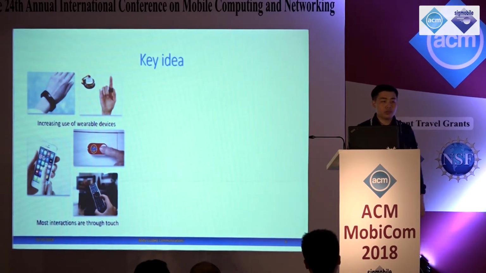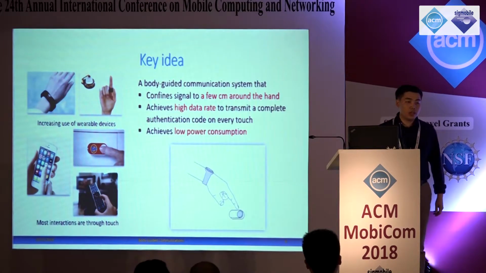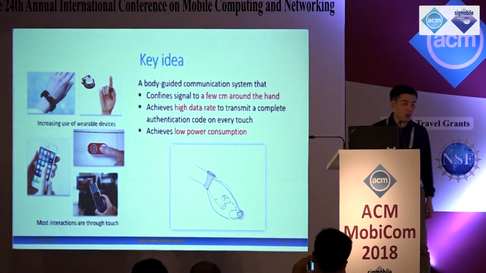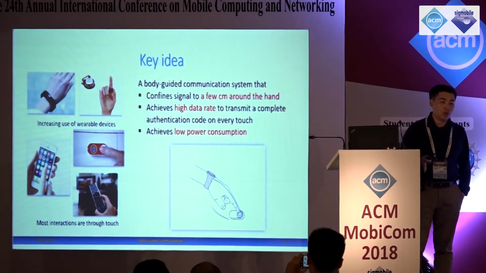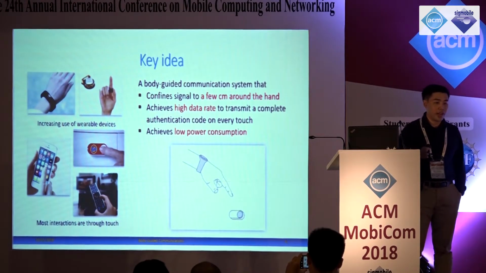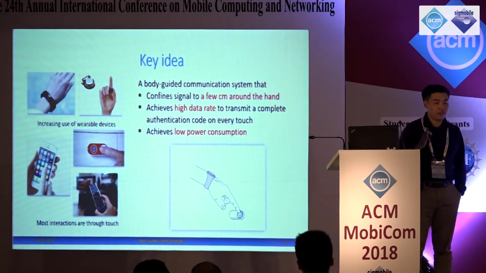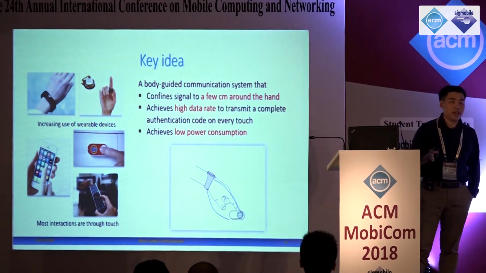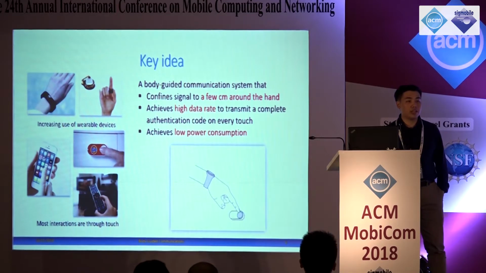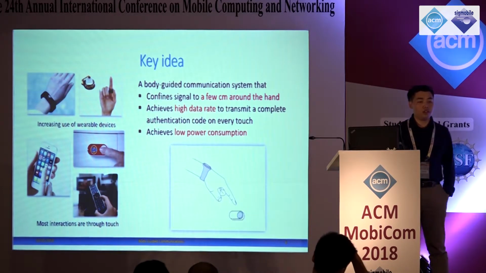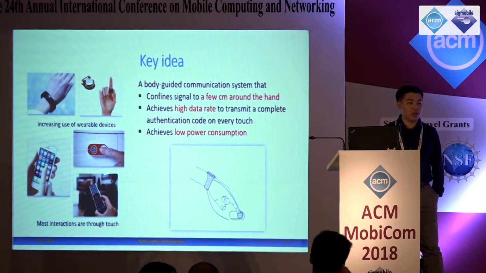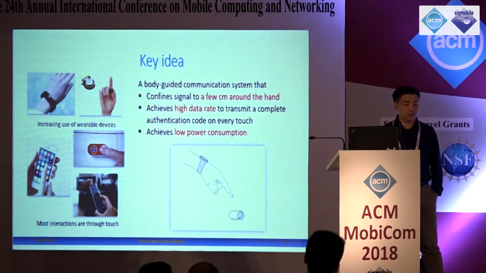So that leads us to the key idea of this work, that we will try to create a body-guided communication system that will confine the signal to only a few centimeters around the hand, and it will achieve a high enough data rate to transmit a complete authentication code on every touch. And it will achieve the two above points with very low power.